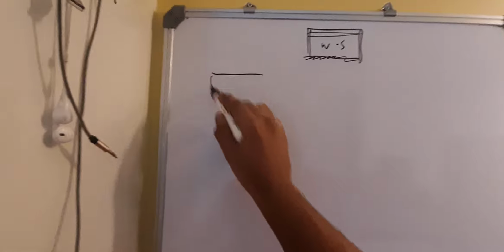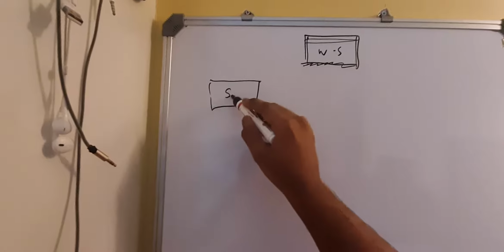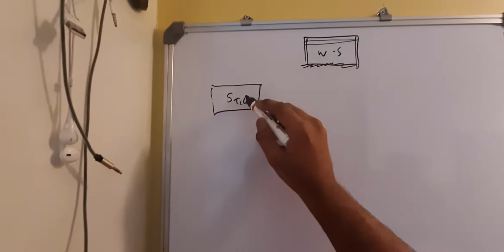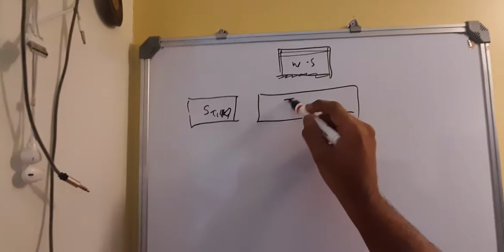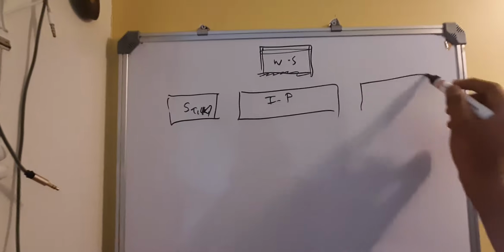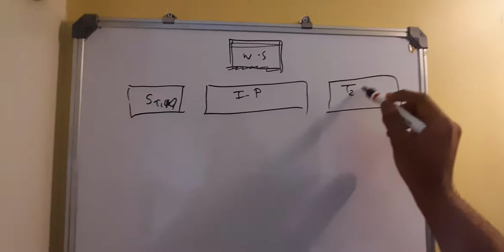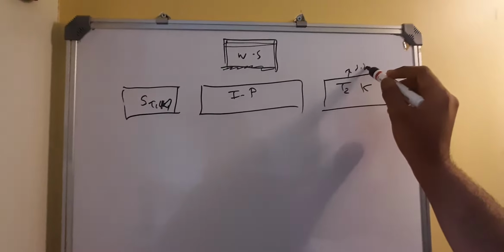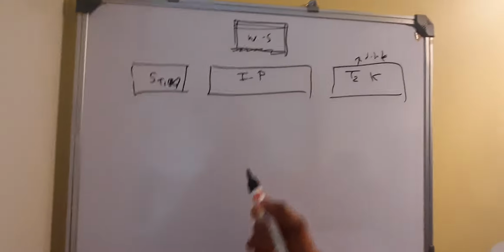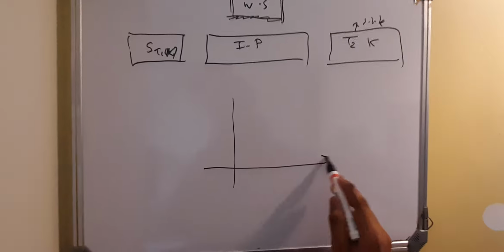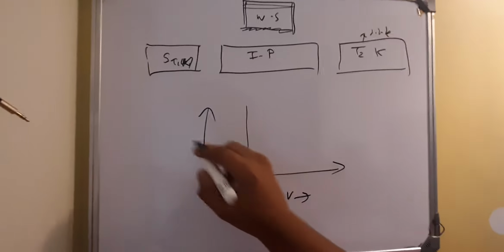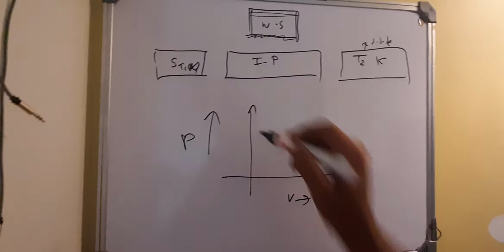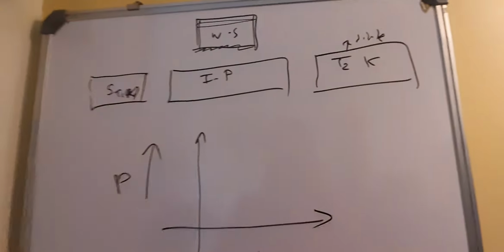We are going to have a source placed at a temperature T1 Kelvin, which is a very high temperature. We are going to have an insulating pad whose use you'll understand in a minute. And we are going to have a sink placed at a temperature T2 Kelvin. Let's also plot a graph at the same time. Let's take volume and pressure in this fashion. So let's start with the process.